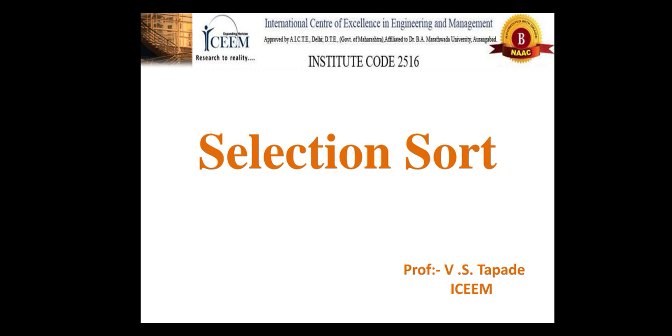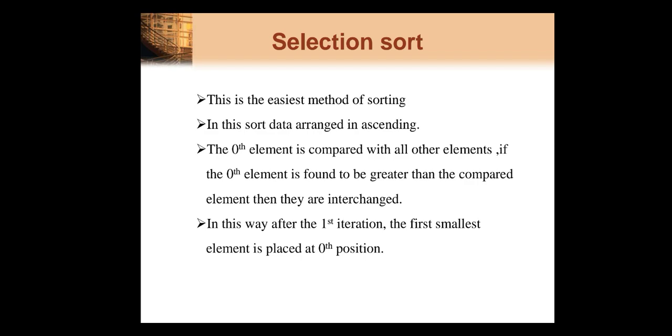Now in this lecture we will see what is the selection sort. Again, the selection sort is one of the easiest sorting techniques. In this sort, data is arranged in ascending order. By default in the selection sort, data is arranged in ascending order because you are comparing the 0th element with the remaining elements of your array. You will try to find out whether there is any element present inside your array which is smaller than this 0th element which you are comparing. If it is found, then you have to take that smallest element to the 0th position and swap this 0th element into the position of that smallest element.